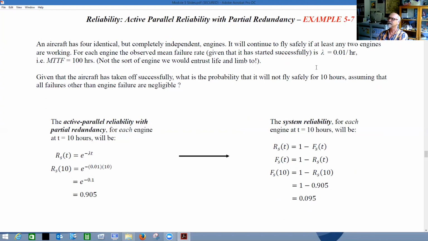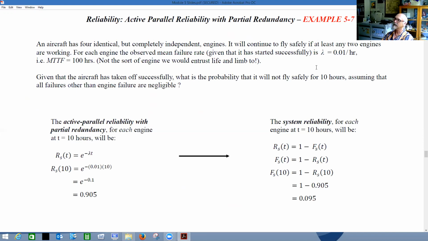Now, given that the aircraft has taken off successfully, what's the probability that it will not fly safely for 10 hours, assuming that all failures other than engine failure are negligible? So other problems might occur, but they're not going to affect the overall engine viability. So the active parallel reliability with partial redundancy for each engine at T equals 10 hours will be this little formula. And again, that 10 hours is considered a long time. So we're going to use that little exponential formula for the reliability for the active parallel partial redundancy. So we can calculate that, plug in our numbers. We're going to get 0.905.